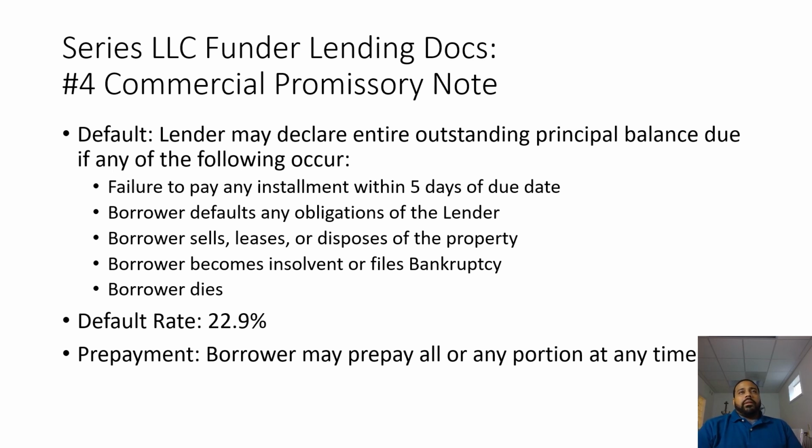Okay, here's the default clause section of the promissory note. It states that a lender may declare an entire outstanding principal balance due if any of the following occur. Number 1, failure to pay any installment payment within 5 days of the due date. Number 2, the borrower defaults on any obligation of the lender. Those obligations are the entire loan agreement. So you'd have to look at all of the loan agreement and everything that the borrower is responsible for.